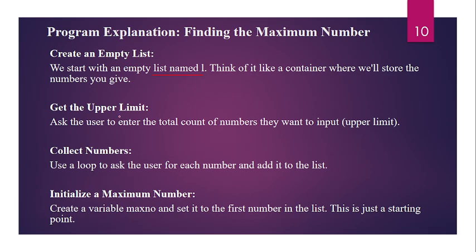Then you are creating an upper limit. What is this upper limit? The upper limit is the total count of numbers that you will enter. Like, I have 8 numbers and in that I want the largest number, so your upper limit will be 8. Now you go for a loop and enter each number one after the other. Then there is a variable defined as maximum number, MAXNO.